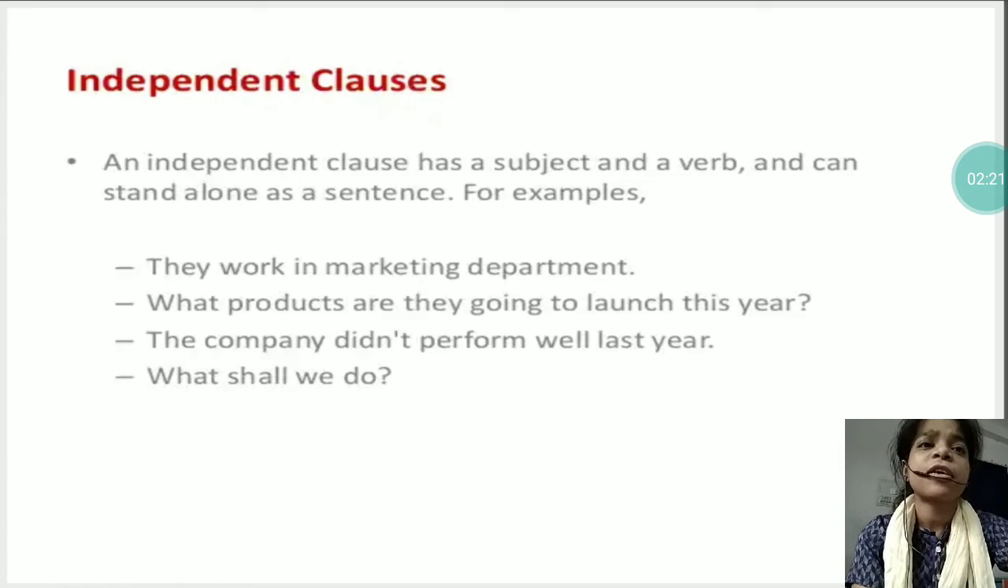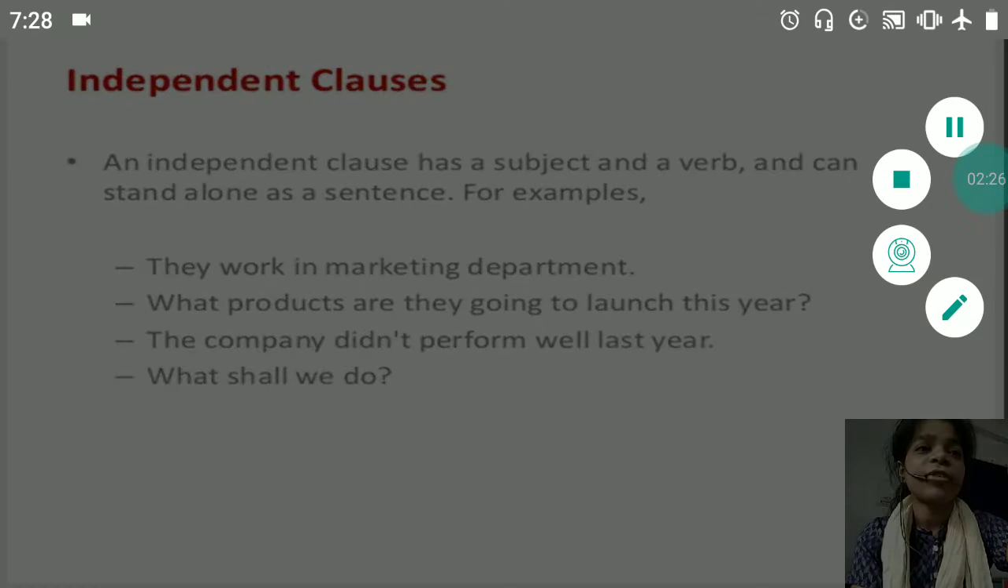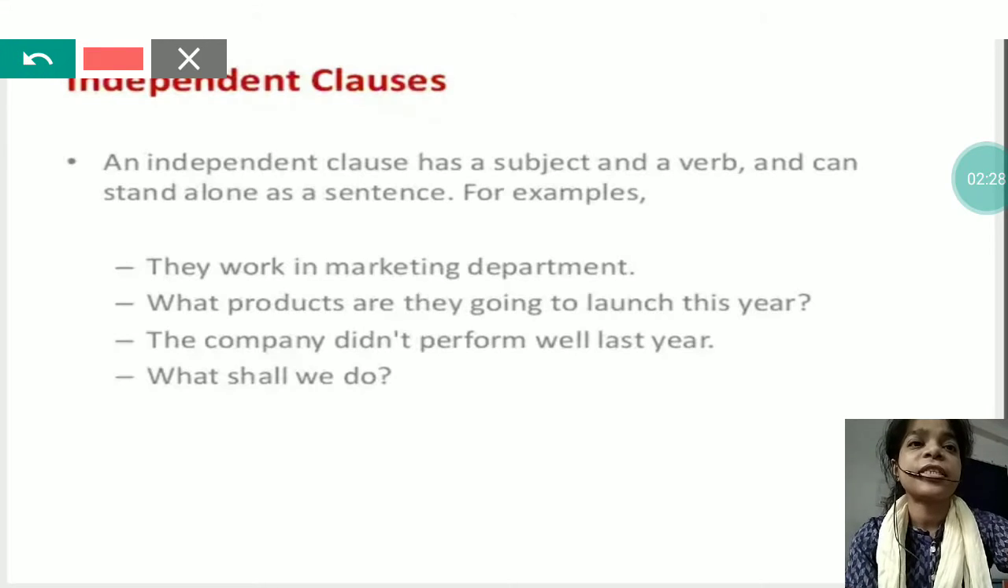An independent clause has a subject and a verb and can stand alone as a sentence. Meaning, if there is a clause in which there is a subject and a verb and its meaning is complete, standalone means its meaning should be complete, then it is called an independent clause.